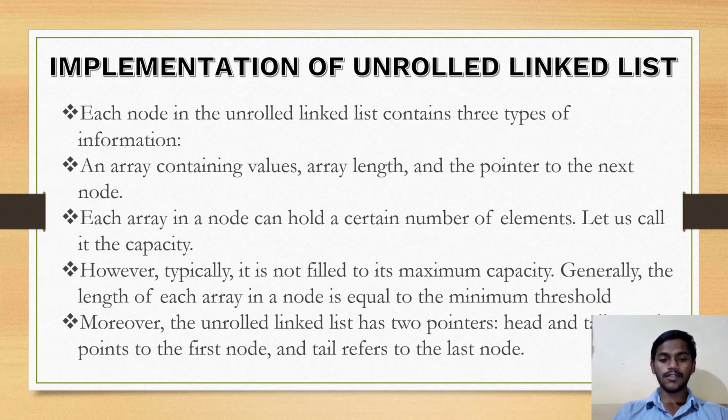Generally, the length of each array in the node is equal to the minimum threshold. Moreover, the unrolled linked list has two pointers, head and tail. Head points to the first node and tail refers to the last node.